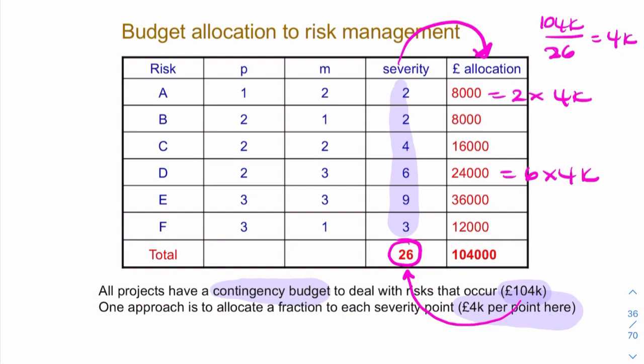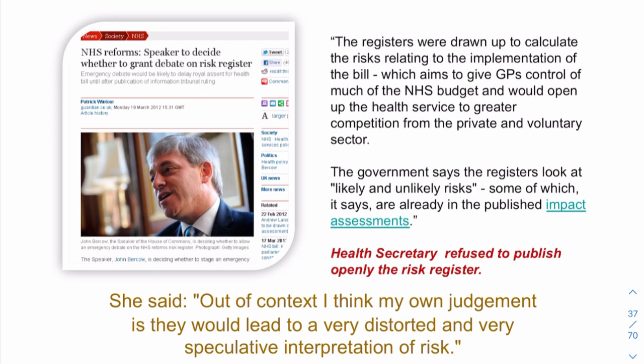And this is just an example from the press, from the media. So you often find with high profile cases, scenarios, situations, talk of the risk register. So here it says, the government says the register looks at likely and unlikely risks. So what do we mean by likely and unlikely risks? That means low and high P values. Okay? And here there was talk about the impact assessments. So when you read about this kind of thing in the media, it's fairly common. You'll probably notice it more now that you've covered it in this module.